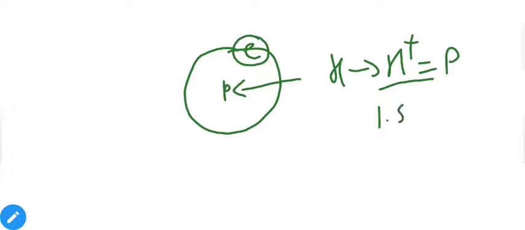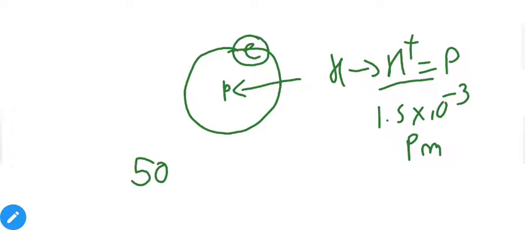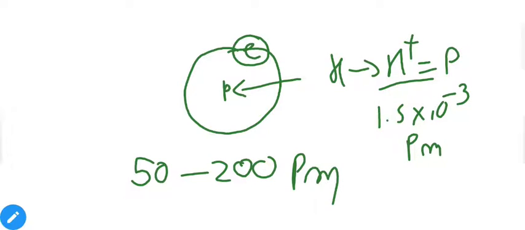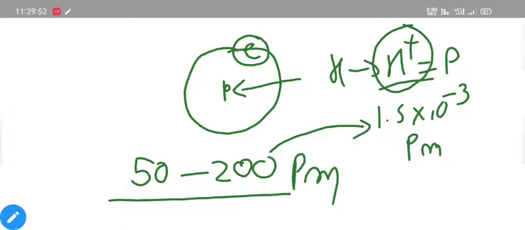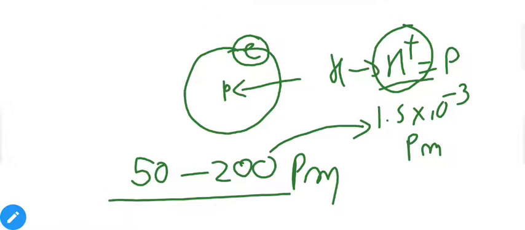is around 1.5 into 10 raised to minus 3 pm, which is extremely small if we compare it with other ions, which are usually between 50 to 200 pm. So comparatively, the size of other ions is very large than the size of the ion of hydrogen, and that's why the ion of hydrogen does not exist in free state. If we produce H plus from the hydrogen, then it will combine with any element present around it.